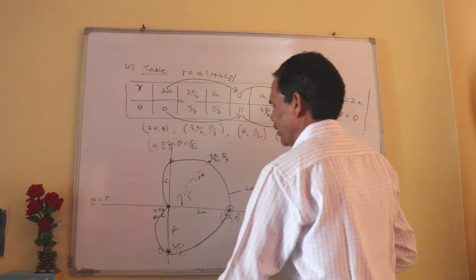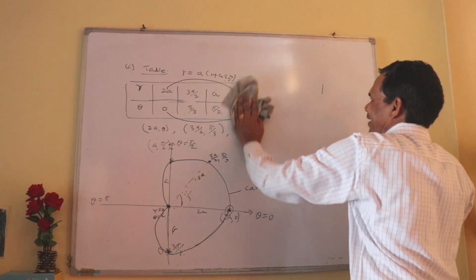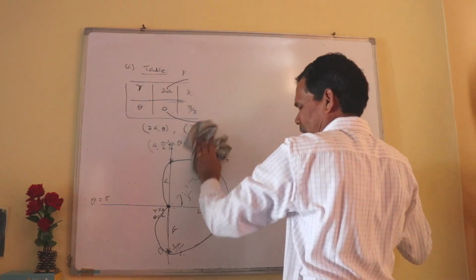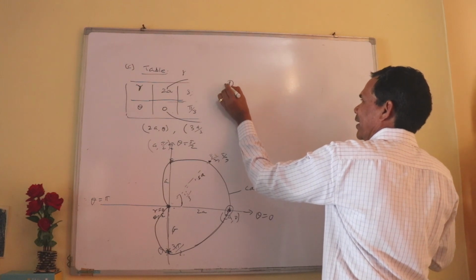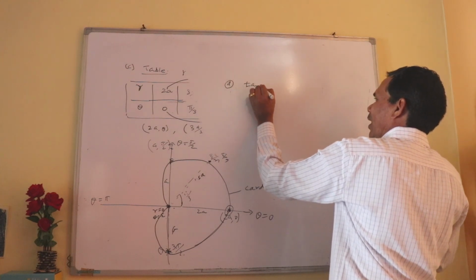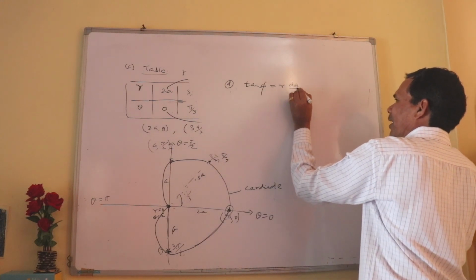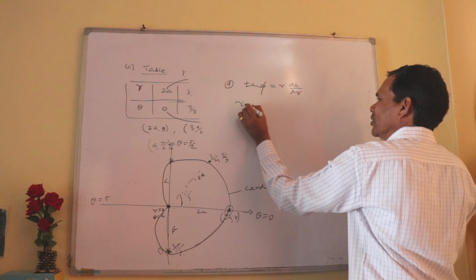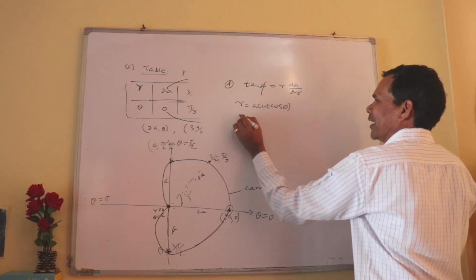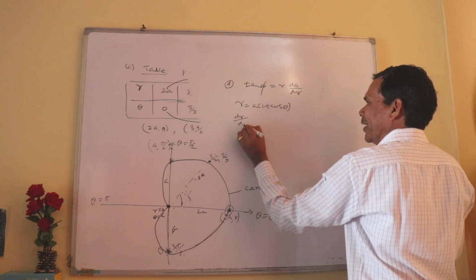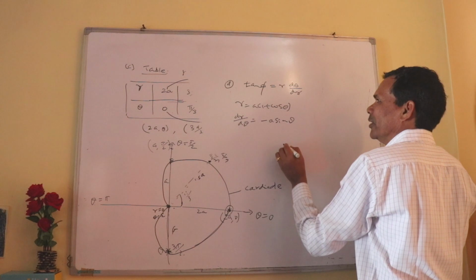So how to find the tangent? That is by the angle between the radius vector and the tangent. How to work that out? The angle between the radius vector and the tangent is given by the formula tan phi is equal to r d theta by dr. So r is equal to a(1 plus cos theta). So dr by d theta I will find out. Its derivative is minus a sin theta. So I put the value here.